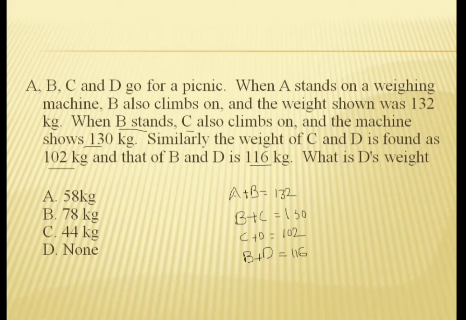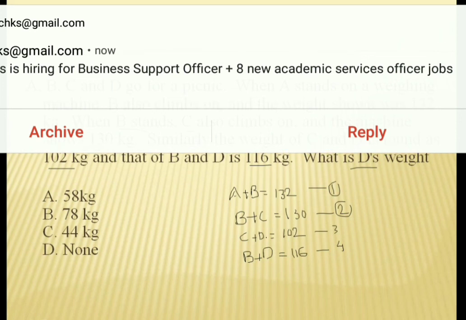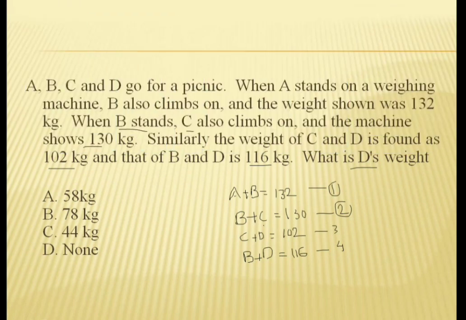So we can take these 4 equations that we got, right? Equation A plus B equal to 132 can be marked as equation 1, and then equation 2, equation 3 and 4. So we have to solve the value for D. That is, what is D's weight?